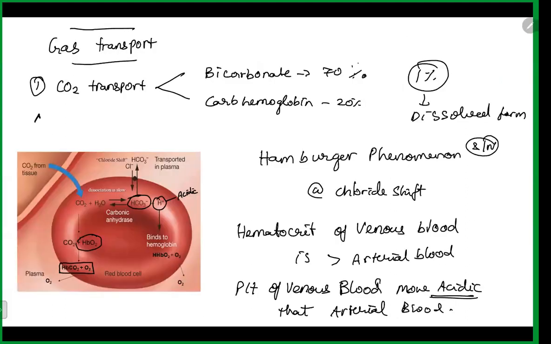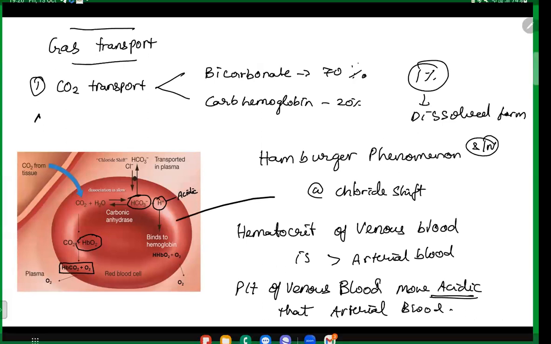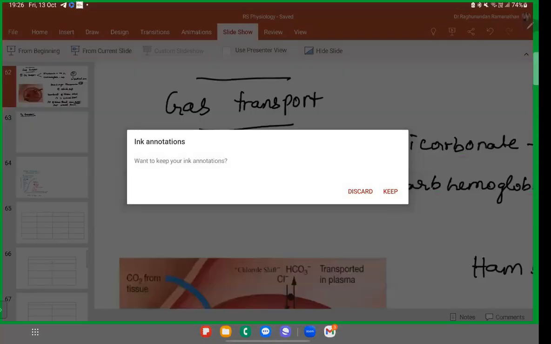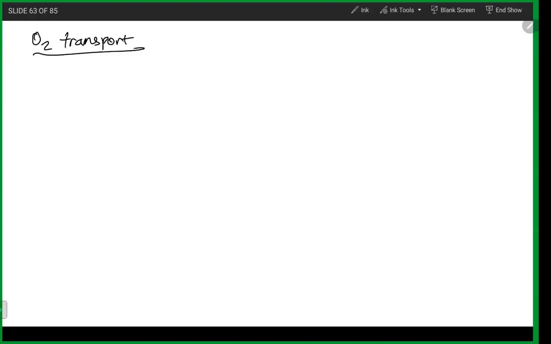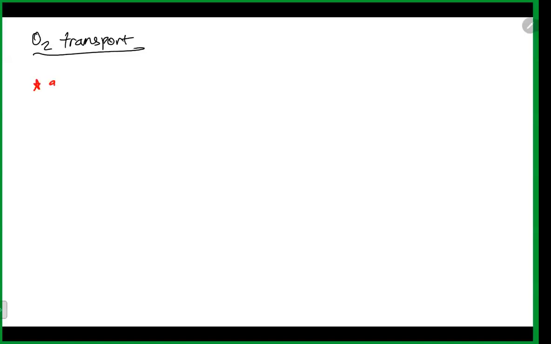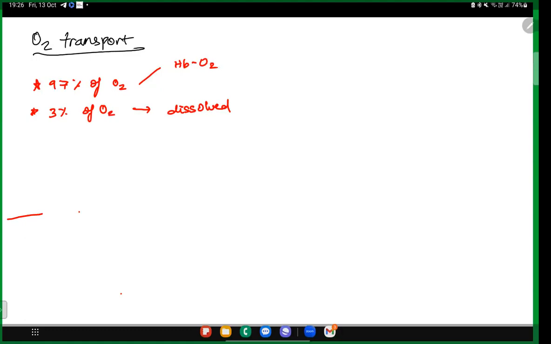So what you have to remember is, 97% of oxygen is going to be in the hemoglobinized form. Only 3% of oxygen is going to be in the dissolved form. Okay, only 3% is going to be in the dissolved form.